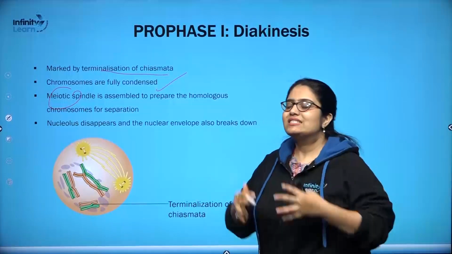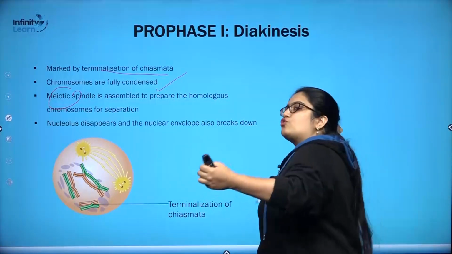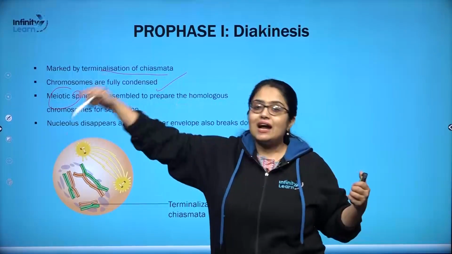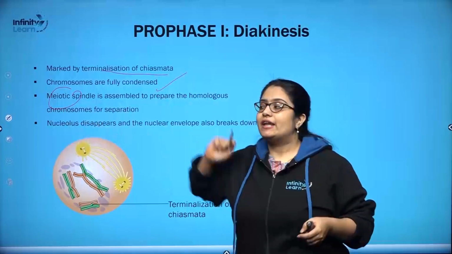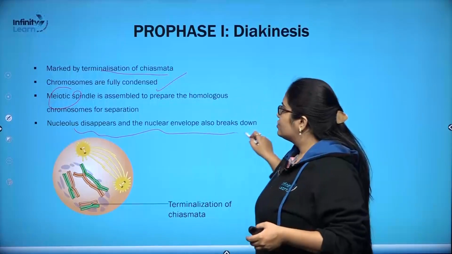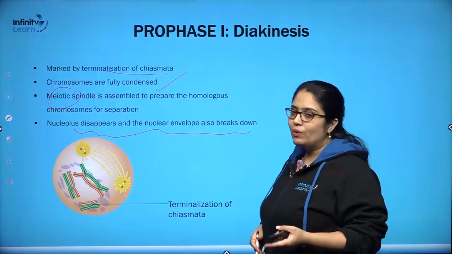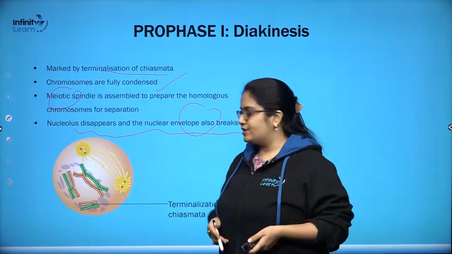The meiotic spindle will start getting assembled in order to prepare these homologous chromosomes to separate finally. The separation of homologous chromosomes started in diplotene, but it will finally be completed in anaphase 1. Also, the nucleolus, Golgi apparatus, and nuclear envelope will start disappearing, or the nuclear envelope will break down.